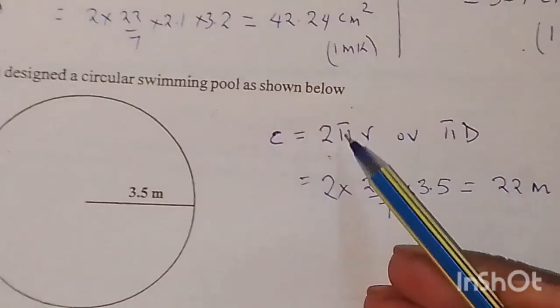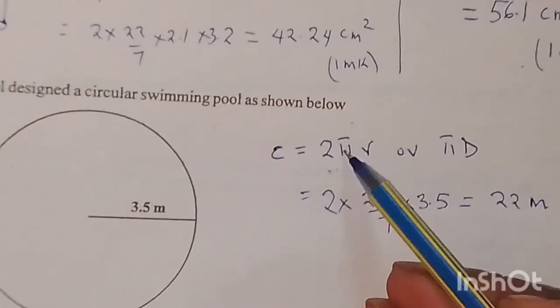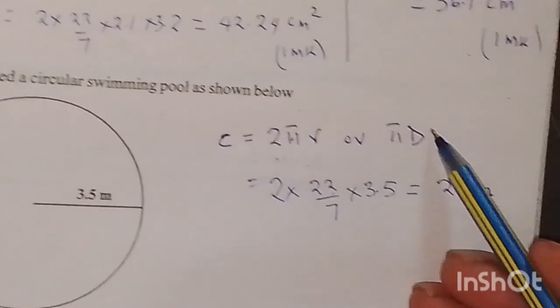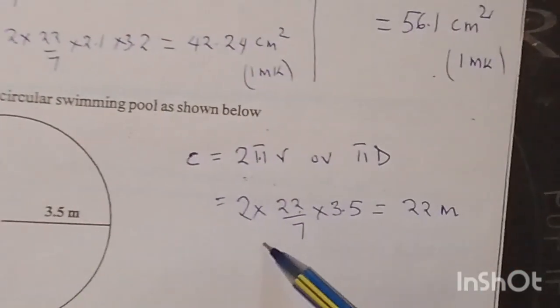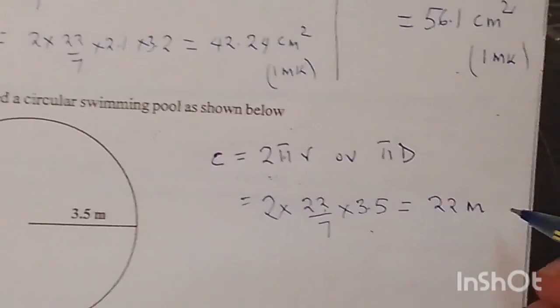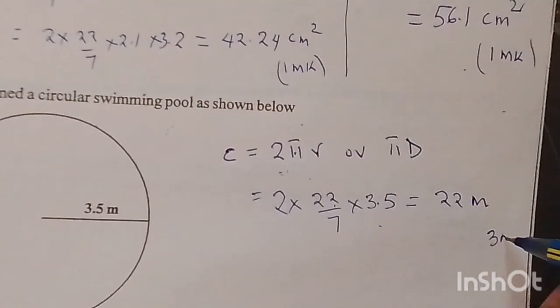3 marks. First mark for the formula, and this 1 mark, and this 1 mark. This becomes 3 marks.